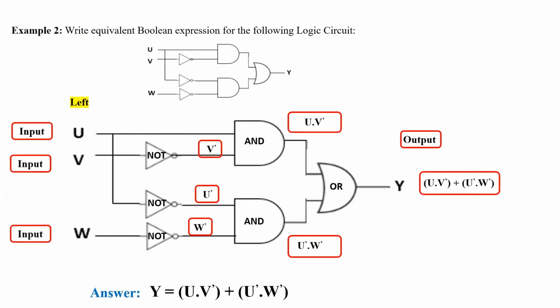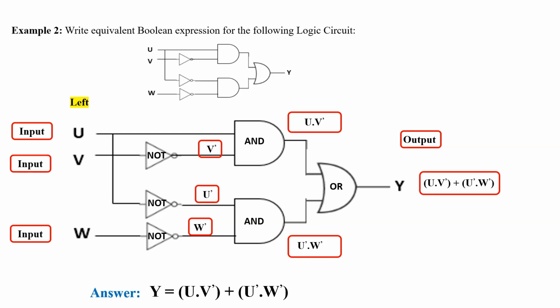Now let's see another example. Write equivalent Boolean expression for the following logic circuit. Look at the left side of the picture, where the inputs of the variables u and v are given. Input v has a NOT gate, so input v becomes v complement. Now, AND gate is given, so we obtain u dot v complement.